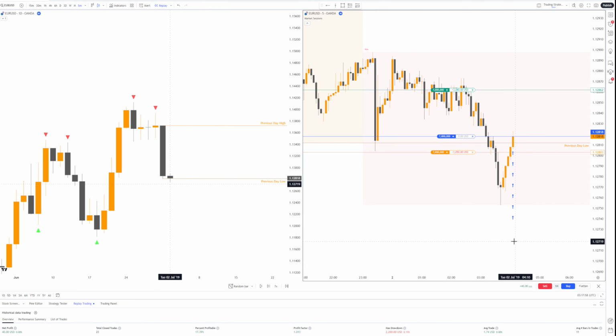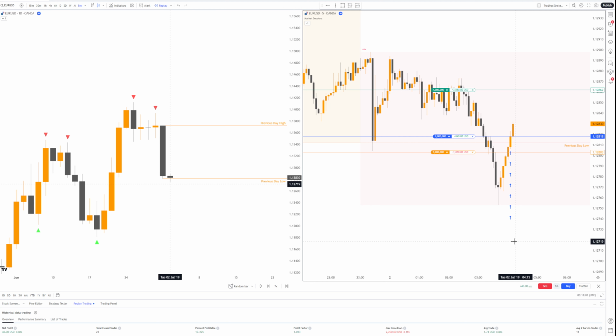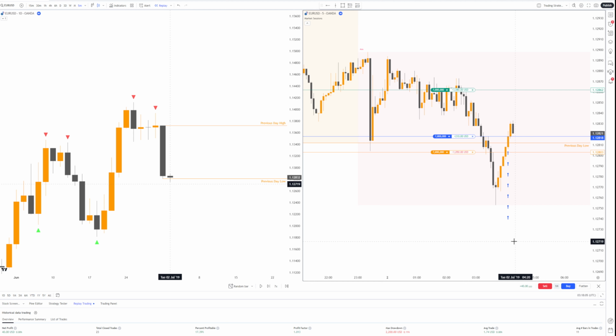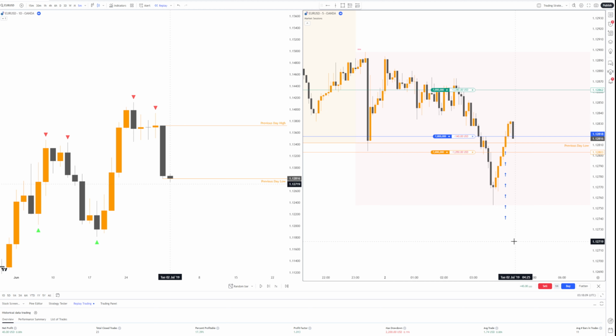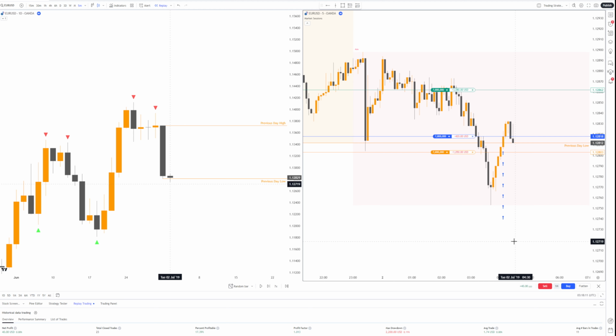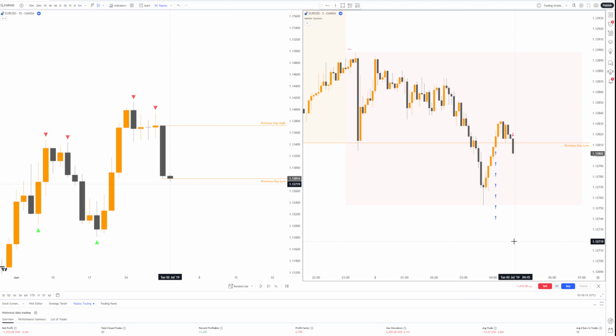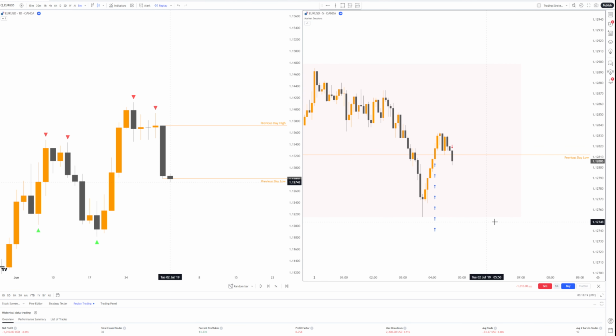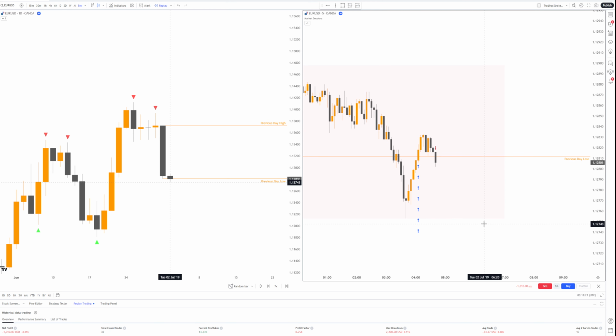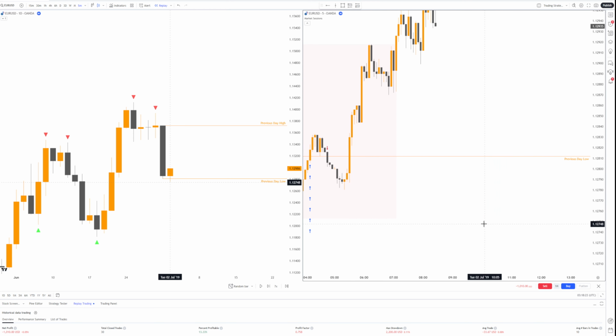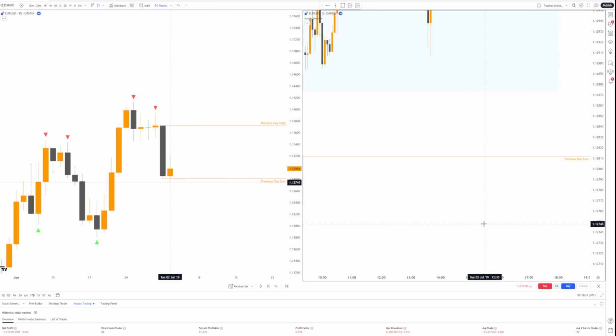Let's see what happens, guys. Either we get stopped out or we make a profit. So far we are up 800. Okay, 980, back down to 140. You can see that we got stopped out again. Okay, so minus 1000. We move on to the next day. Let's move on to the next day and see what happens.